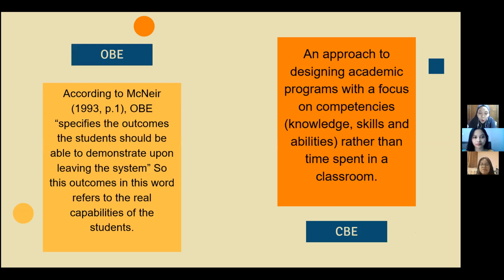Outcome-based education, or OBE, according to McNair, specifies the outcomes students should be able to demonstrate upon leaving the system. So, these outcomes in this word refer to the capabilities of the students. Then CBE, or competence-based education, means an approach to designing academic programs with a focus on competencies. There are knowledge, skills, and abilities rather than time spent in a classroom.